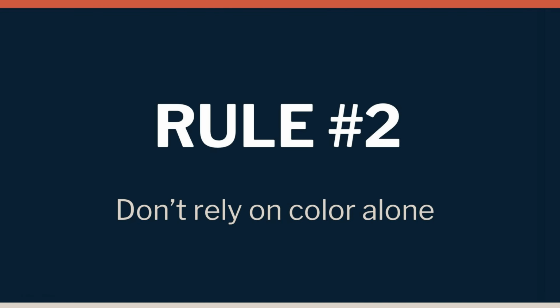And the number 2 rule is to never rely on color alone to explain something. Color should never be the only clue to your message. If you use color change to signal a special deal or highlight important information, always support it with plain text or icons. A common example of this is with form errors.